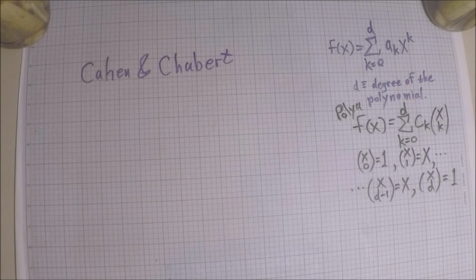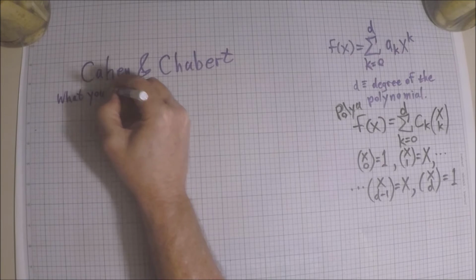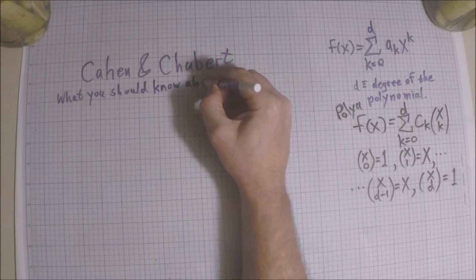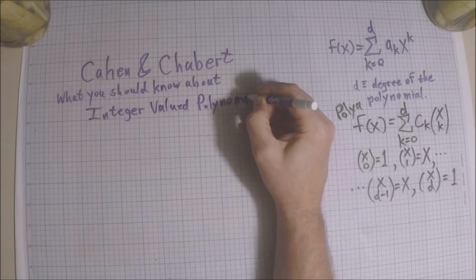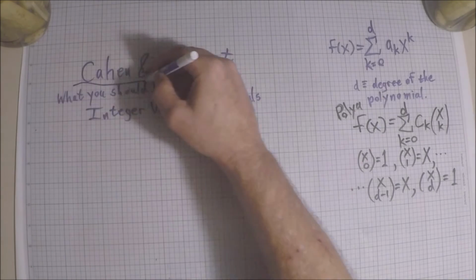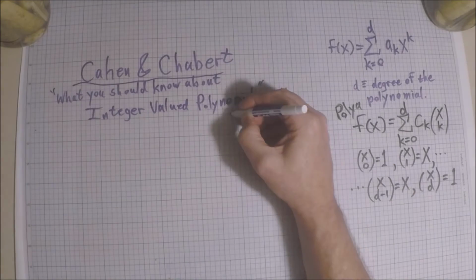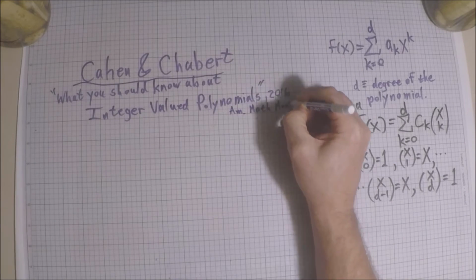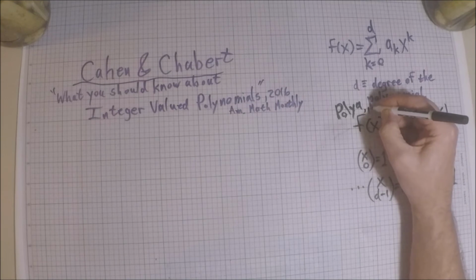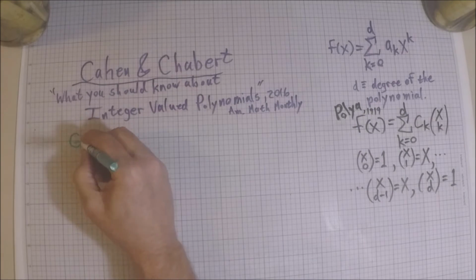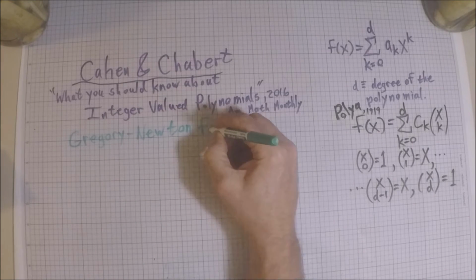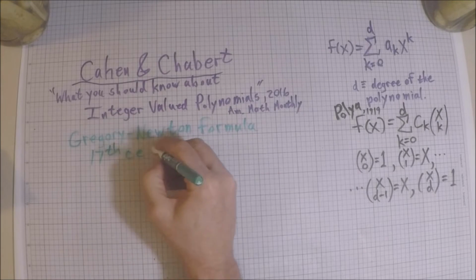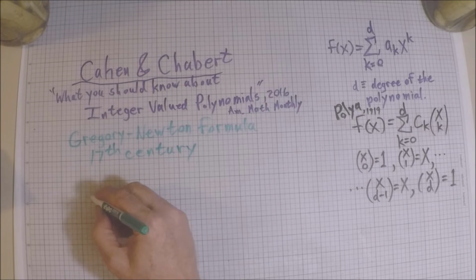There's a nice review paper from 2016 by Cahen and Chabert called What You Should Know About Integer Valued Polynomials. In the introduction, they give Polya's formula for his coefficient ck, and then they also mention that it's reminiscent of the Gregory-Newton formula from the 17th century.